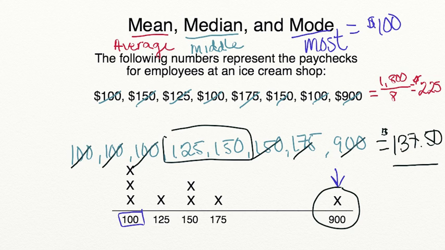Now, it's possible to have more than one mode. Let's say we had 3 paychecks that were $150. That means we would have two different modes. And sometimes you might not have a mode at all. Let's say you just have one of each number. Then you wouldn't have a mode in that set of data.